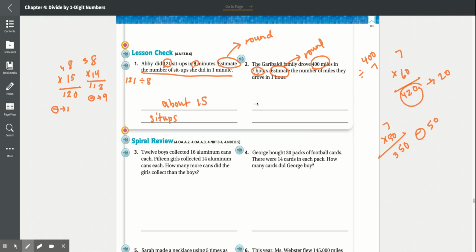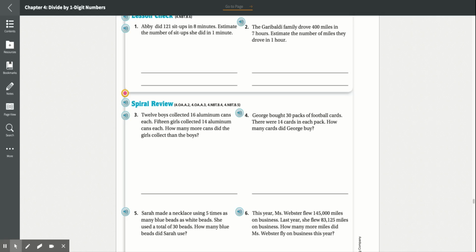So we can say it is about 60 miles per review. Number 3. 12 boys collected 16 aluminum cans each. 15 girls collected 14 aluminum cans each. How many more cans did the girls collect than the boys?